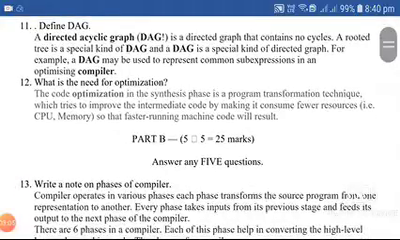Next, 12th question, what is the need for optimization? Code optimization is a synthesis phase, a program transformation technique which tries to improve the intermediate code by making it consume fewer resources.